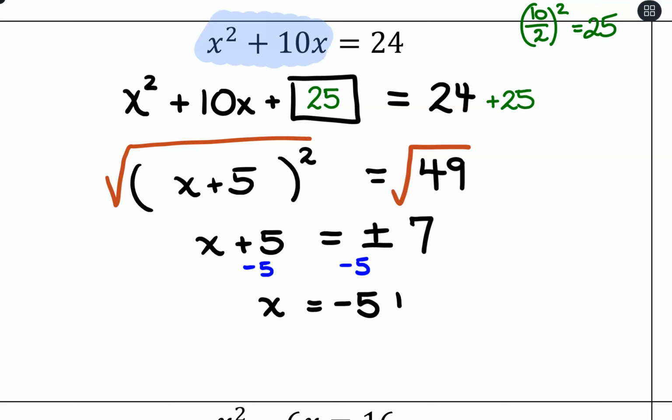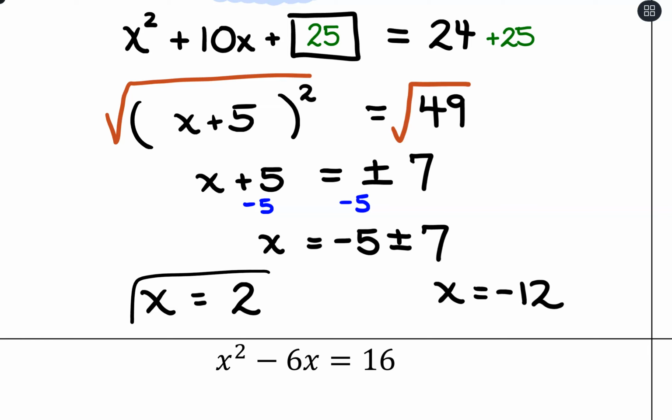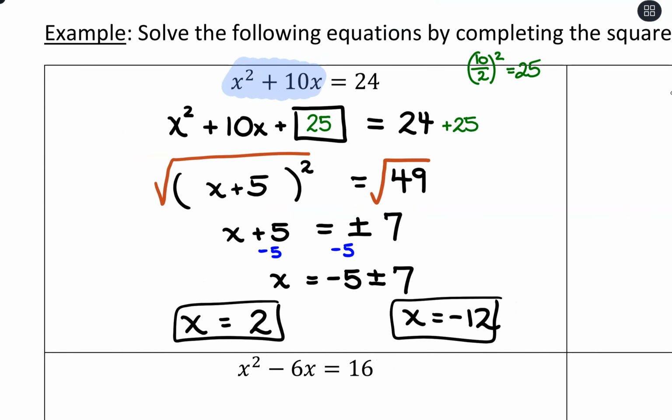So I'm going to have negative 5 plus or minus 7, so that I get my two solutions. Negative 5 plus 7 is a positive 2. Negative 5 minus 7 is a negative 12. And there's our two solutions. Let's get some more practice with these, but with completing the square, we're just adjusting it so that it's something that's really nice to factor, and then we could use our square root method to solve.